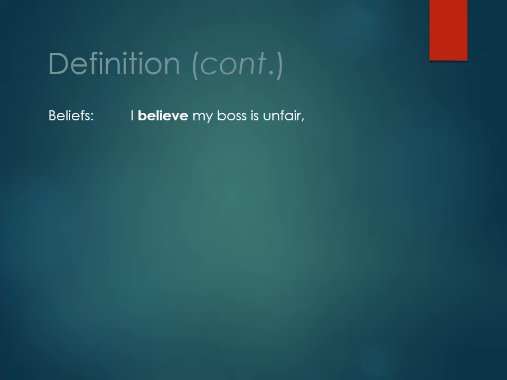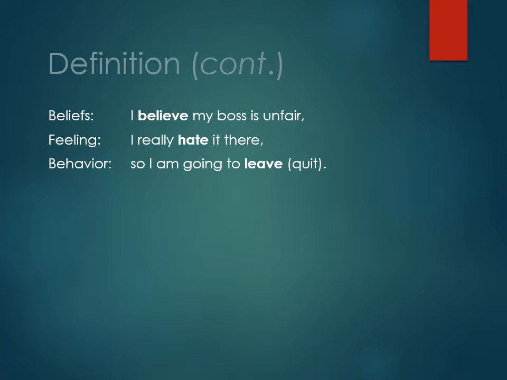You can put these all together as follows. For example, I believe my boss is unfair. This is the cognitive part of an attitude. Followed by the feeling, I really hate it there. This is the affective part of the attitude. And so then we get to the behavioral intention. So I'm going to leave. Okay? So those three things fit together. Those three things together form the attitude.